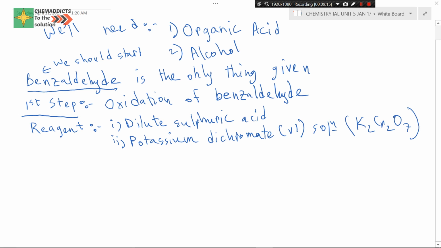As you can see, this reaction is similar to that of an aldehyde. The only difference is this aldehyde is an aromatic aldehyde and that aldehyde is an aliphatic aldehyde. That's the difference, and the reaction would be the same. So the condition for this reaction would be heat under reflux, just like the aliphatic aldehyde.